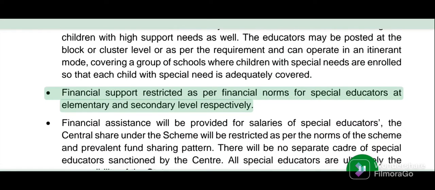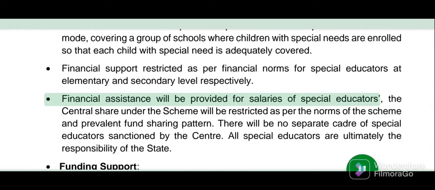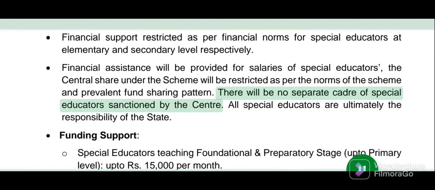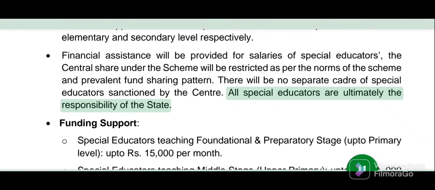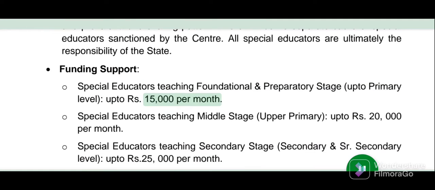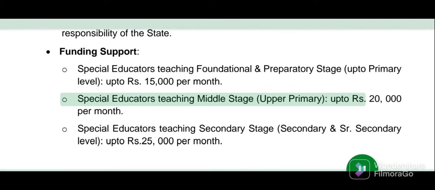Financial support restricted as per financial norms for special educators at elementary and secondary level respectively. Financial assistance will be provided for salaries of special educators. The central share under the scheme will be restricted as per the norms of the scheme in prevalent fund sharing pattern. There will be no separate cadre of special educators sanctioned by the center. All special educators are ultimately the responsibility of the state. Funding support: for special educators teaching foundational and preparatory stage up to primary level, up to Rs. 15,000 per month. For special educators teaching middle stage (upper primary), up to Rs.